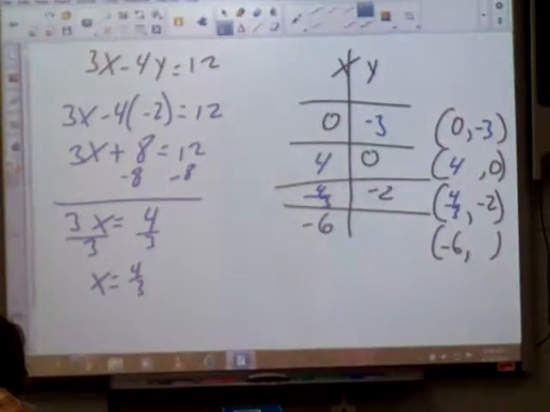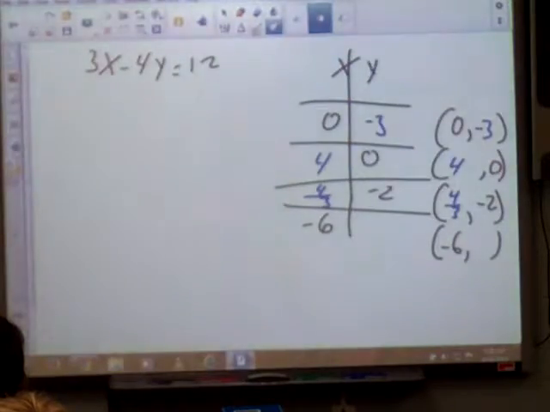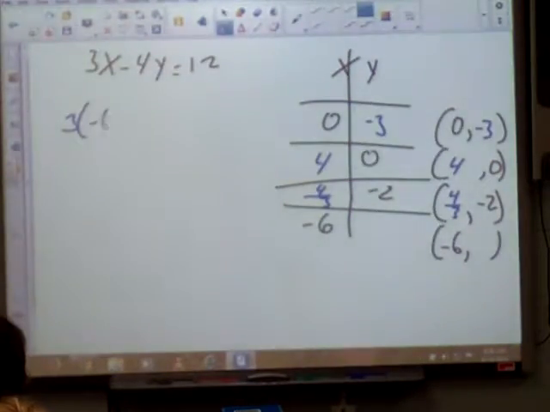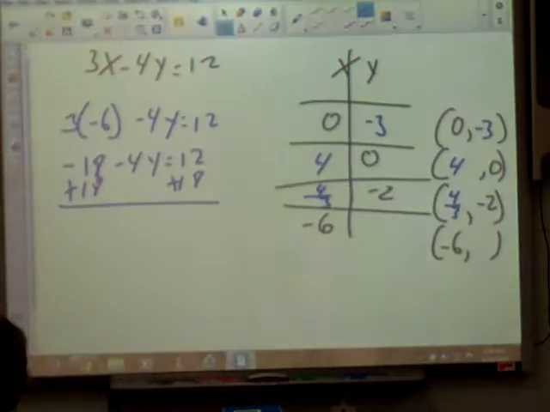All right, the last one we've got to plug in -6. So do I plug it in the x or the y? X, very good. Just make sure you plug it in the right spot. So 3 times -6 minus 4y equals 12, -18. Now what will we do first to solve that? Add 18, exactamundo. So we've got -4y equals 30. Oh, we've got another fraction on this one. Divide by -4.